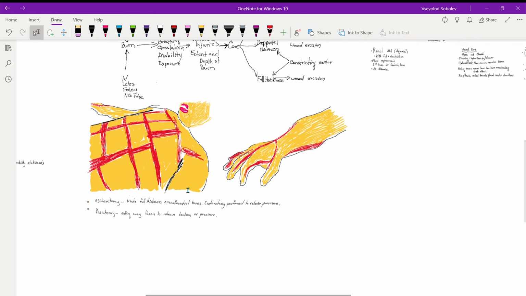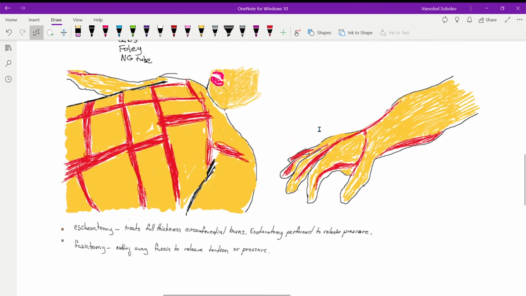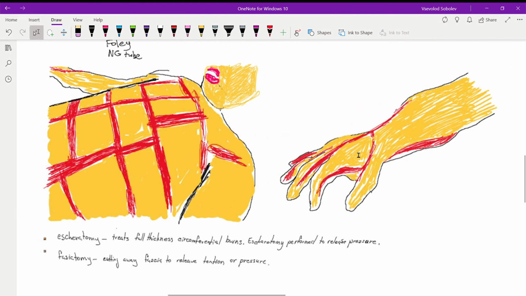And this is basically a little diagram of escharotomies and fasciotomies, where all this on the patient is a leather-like skin, and they do the cuts to let the tissues expand and fill out with fluid, and it will go away after several weeks, months. And then on the hand, some fasciotomies.